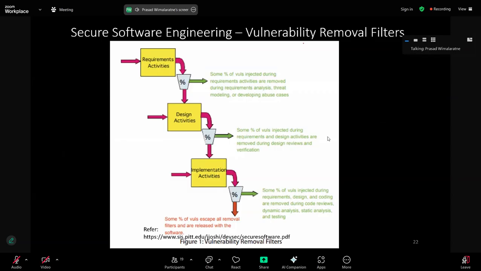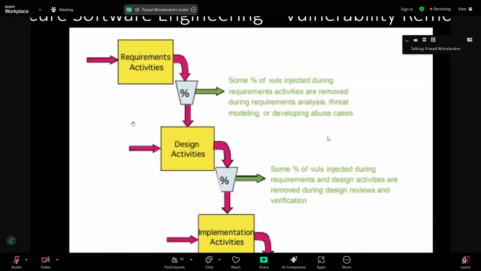If you look at how we can filter and remove these vulnerabilities, there are different points we can think about. If you zoom in a little bit, there are requirement activities. We capture requirements, and some percentage of vulnerabilities are injected during requirement activities. That can be removed through a filter, if you don't do the traditional requirements capture but rather apply the practices of secure requirements capture.